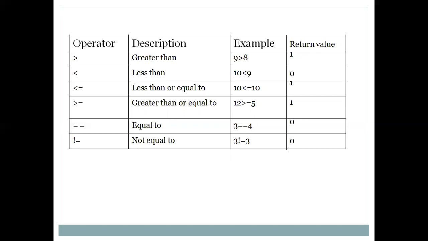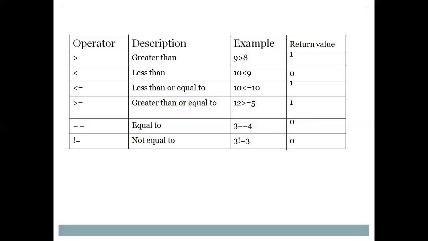Next one, less than or equal to. 10 is less than or equal to 10. It means the statement is true, then it returns the value 1. Next one, greater than or equal to. 12 is greater than or equal to 5. You can see the condition is true, since 12 is greater than 5. So the statement is true, then it returns the value 1.